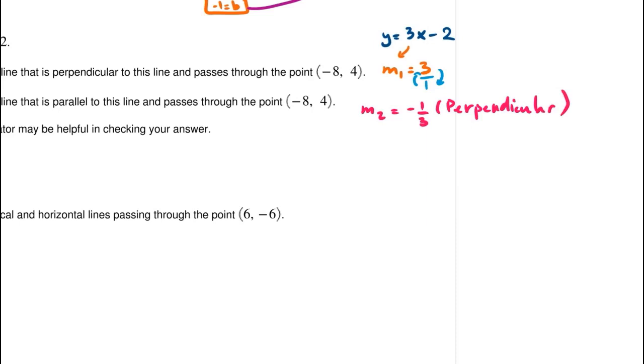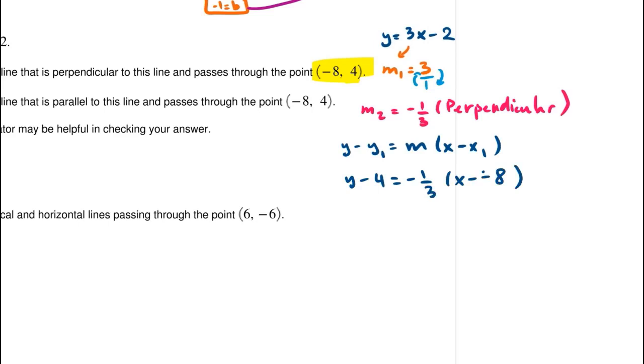Then we can use the equation y minus y1 equals m times x minus x1 to write an equation for the perpendicular line, and we're going to use the given point. y minus 4 equals negative 1/3 times x minus negative 8. Two negatives turn into a positive. Then we bring down the rest. y minus 4 equals negative 1/3 times x plus 8. Then we distribute negative 1/3 into the parentheses. That will give you negative 1/3 x minus 8/3.